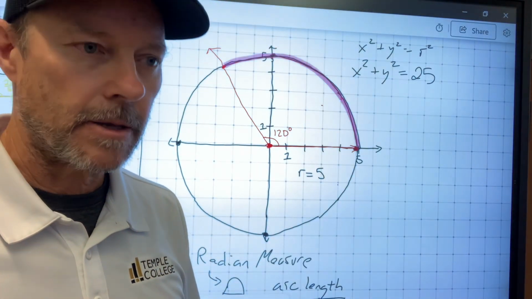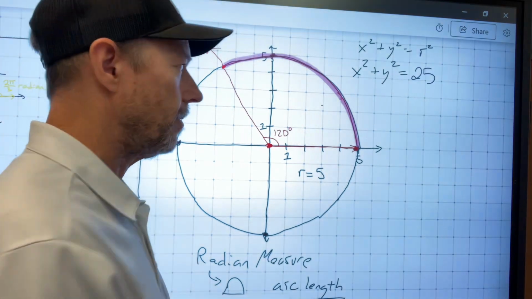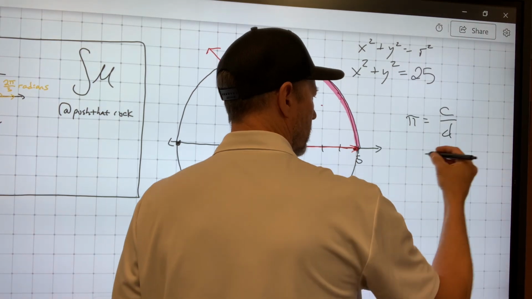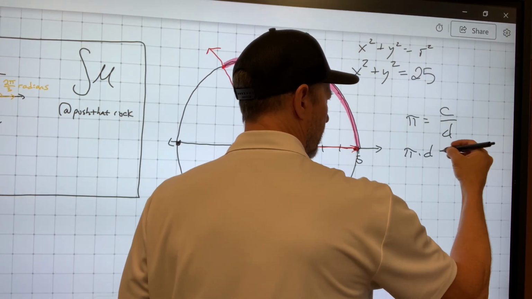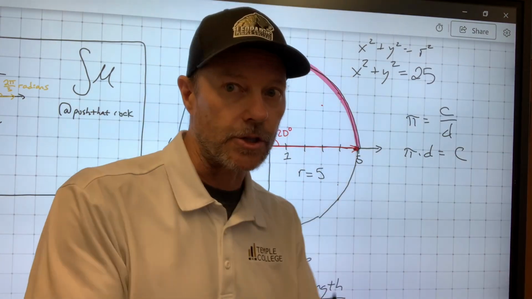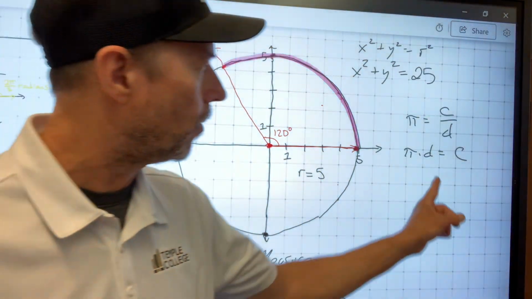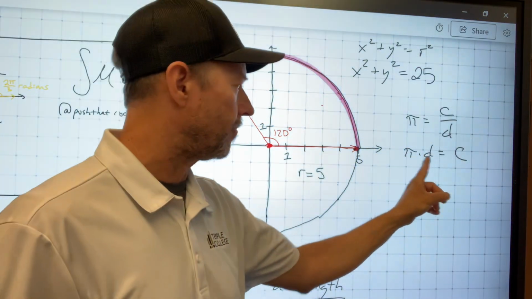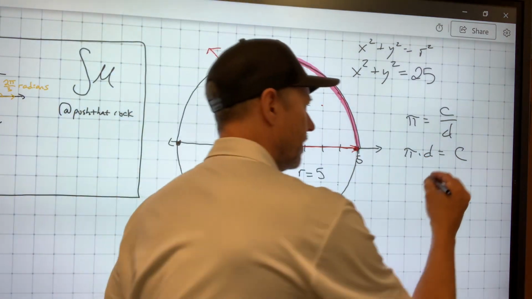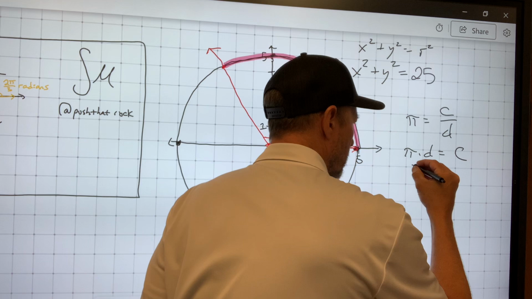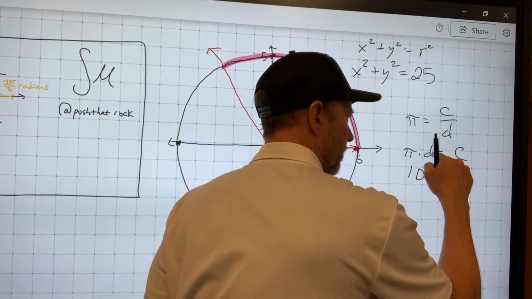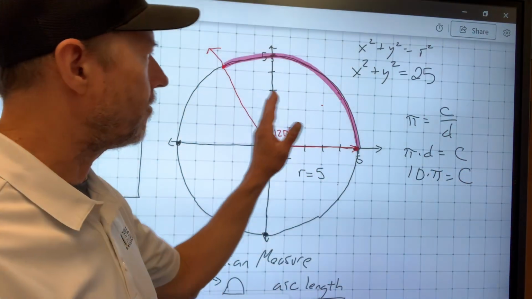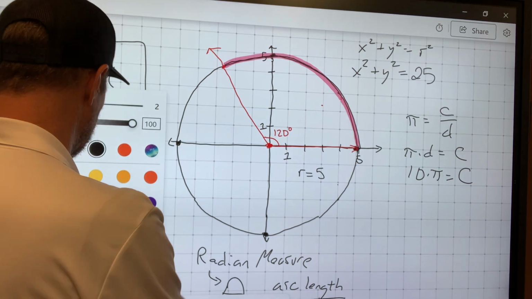Well, how do I get the arc length? Well, we have talked about that in a previous video. We know that pi is equal to the circumference divided by the diameter. So that means that pi times the diameter is equal to the circumference. Remember, circumference is the total distance around the circle, whereas diameter is the total distance across the circle containing the center. Well, if the radius is 5, then the diameter is 10. So for this particular circle, 10 times pi, I just put in 10 for the diameter, is the total distance around.